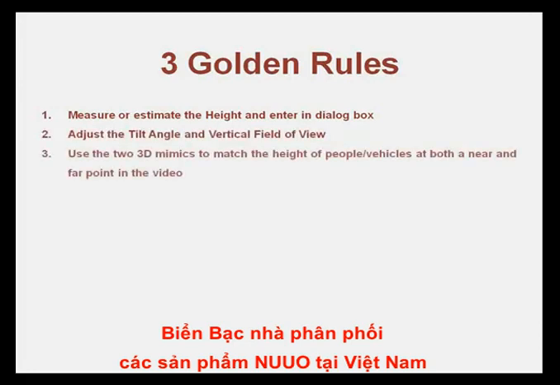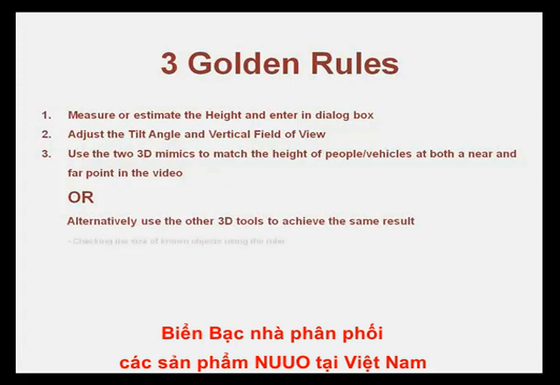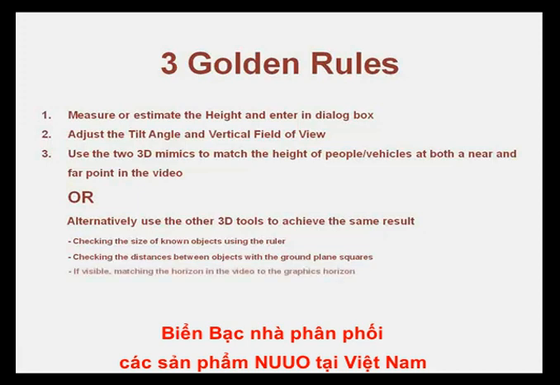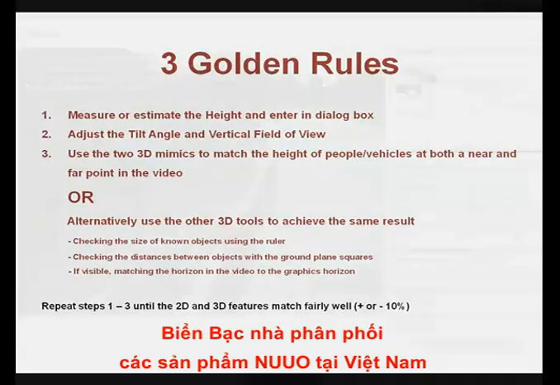Number 3. Use the two 3D mimics to match the height of the people or vehicles at both a near and far point in the video, or alternatively use the other 3D graphical tools to achieve the same result, which involve checking the size of known objects using the ruler, checking the distances between objects with the ground plane squares, which are 2 by 2 meters in size, if visible, matching the horizon in the video with the graphics horizon line. Repeat steps 1 to 3 until the 2D and 3D features match fairly well. Plus or minus 10% is normally accurate enough.